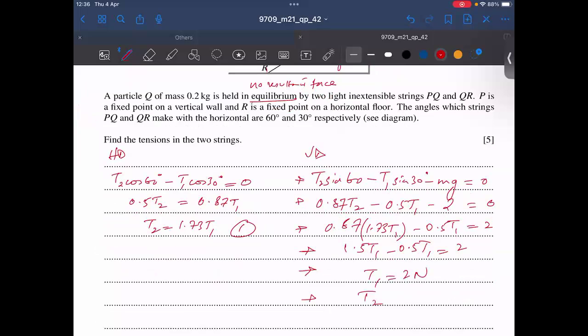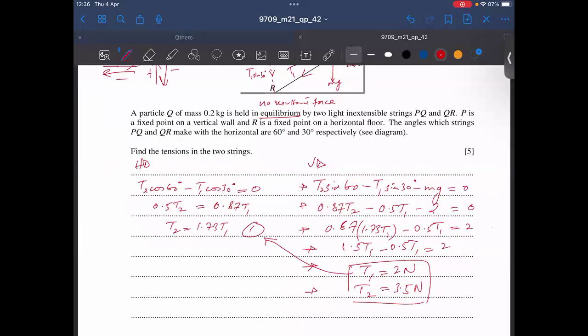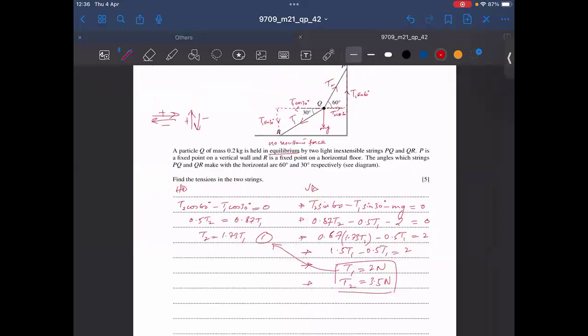And T2 would be 1.73 into 2. It's going to be 3.463, so 3.5 Newton. Is it clear to both of you or not? All of you, all three of you. Yes. Yes, sir. Yes. All right.